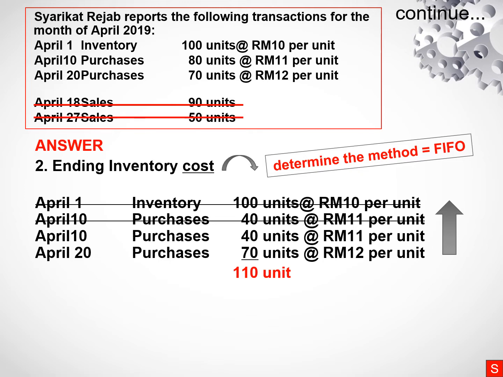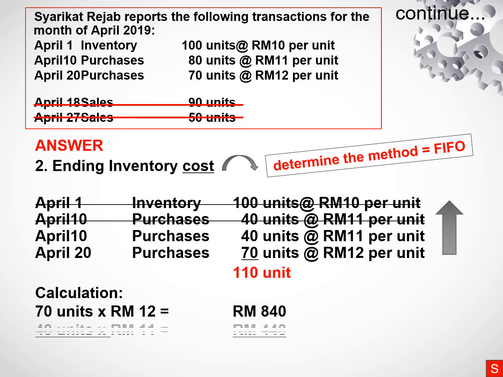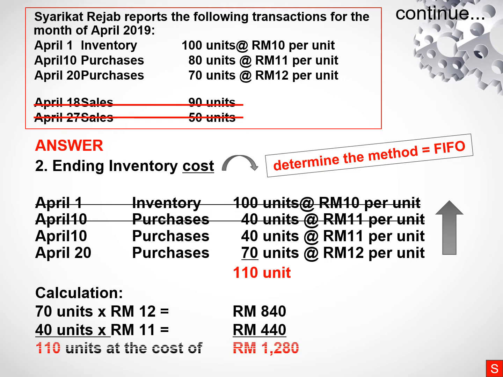Then we can calculate the cost. 70 units multiplied by 12 ringgit is 840, and 40 units multiplied by 11 ringgit equals 440. So, the ending inventory cost is 1,280.